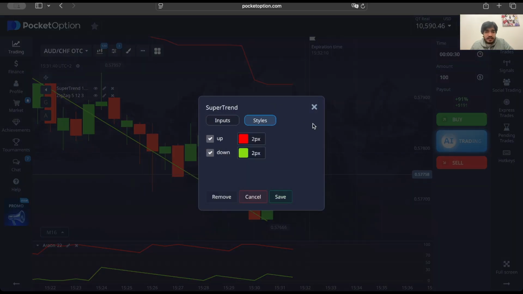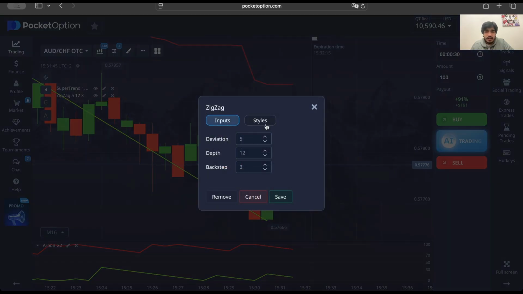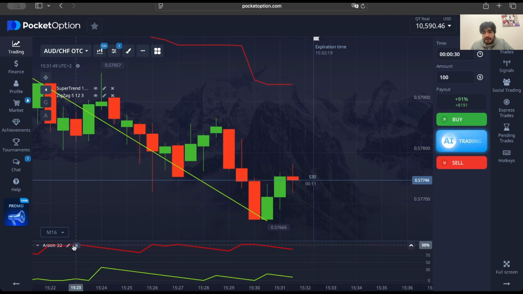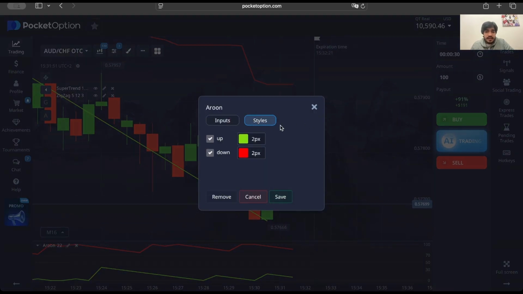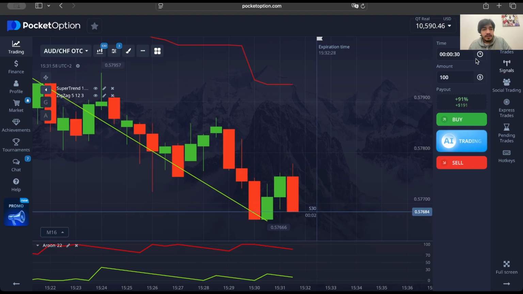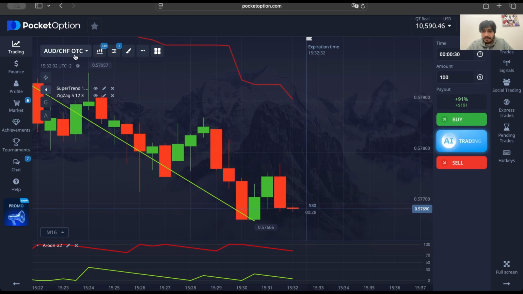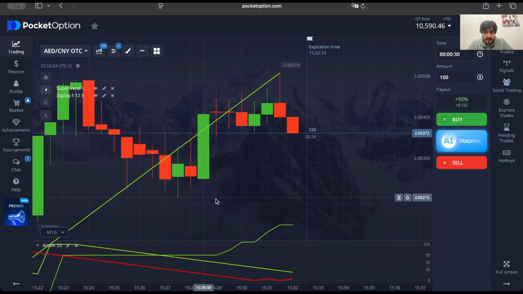As you can see, all the settings need to be in default for the Super Trend and also for the ZigZag. As you can see, all the trend settings need to be in default, and here again, and here again. You need to understand it here again also. So let's start it with $100, and step by step we check the currency and the frequency.